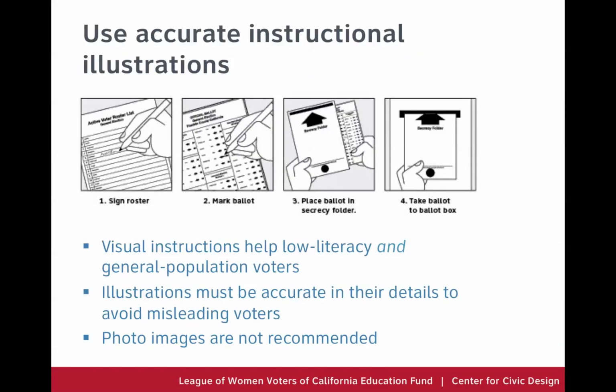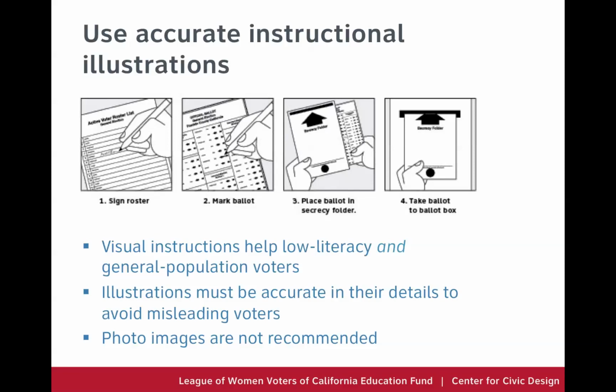And then in terms of illustrations that become instructional, what we recommend is using instructional illustrations as often as possible because they help out larger percentages of the population. They really expand the knowledge they show instead of just telling, so that low literacy and general population voters both get a better understanding of how this process goes, and really even takes away some of that fear factor of what is the process going to be if I go into the poll and I need to sign the roster, then mark the ballot and place the ballot in the secrecy folder.